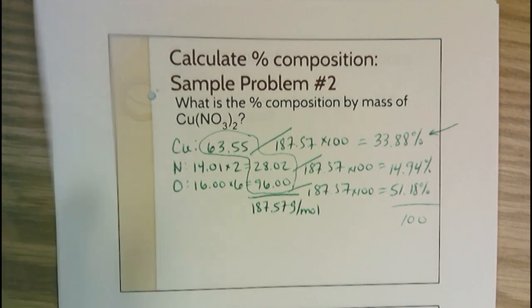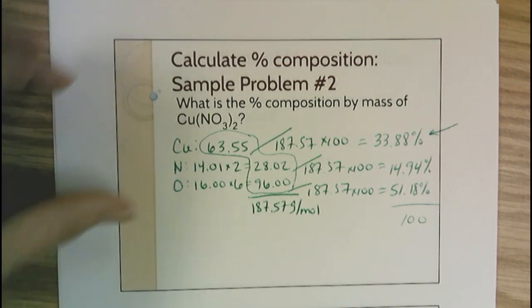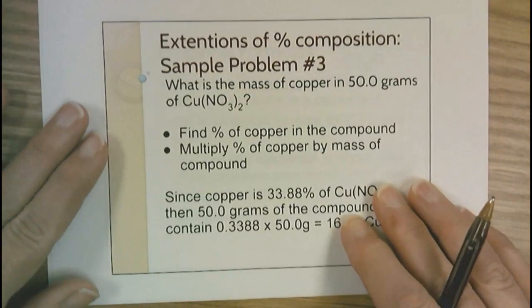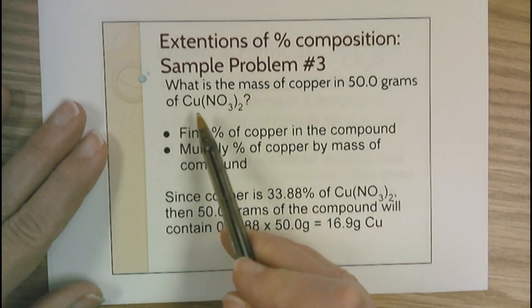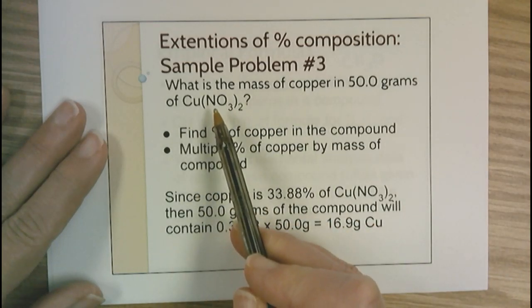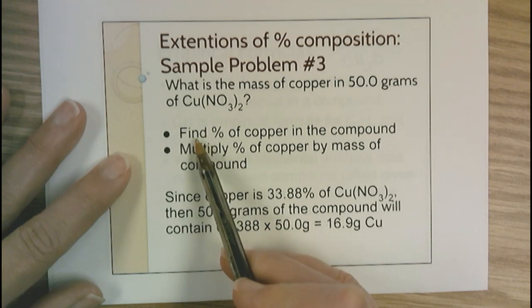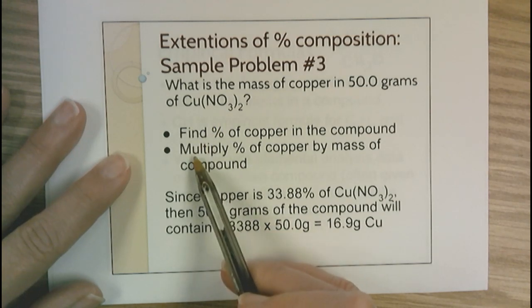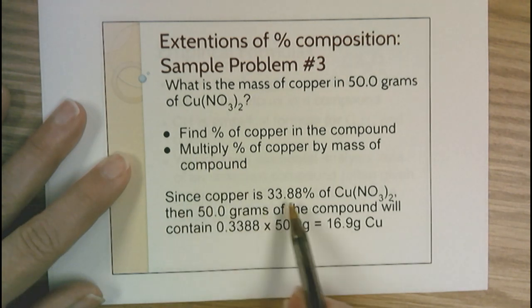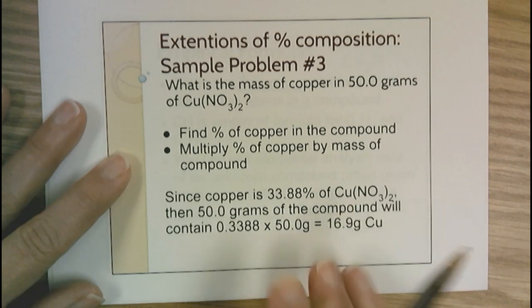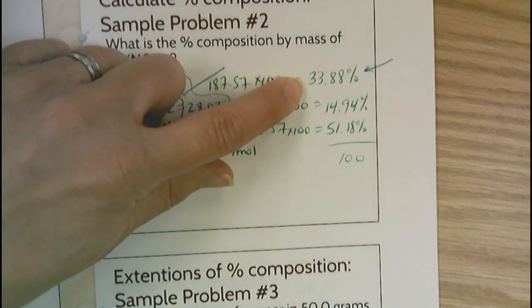Now, there are some extensions to this kind of problem, and we'll look at an example of that. So they could ask something like, what is the mass of copper in 50 grams of copper 2 nitrate? So what we need to know first is what is the percent of copper in the compound, and then you multiply the percent by the mass. So for example, since copper is 33.88% of copper 2 nitrate, now we only know that because we just found that answer up here in this one.